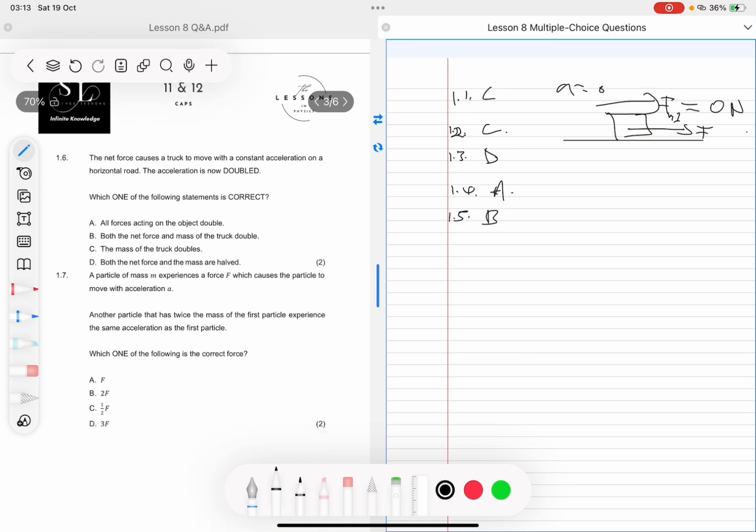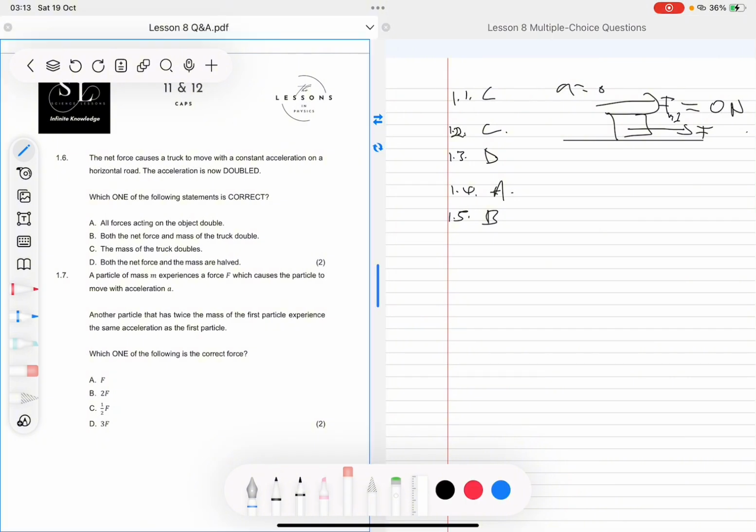1.6, they say the net force causes a truck to move with a constant acceleration on a horizontal road. The acceleration is now doubled. Which one of the following is correct? Right? So here I see my options. They say all forces acting on the object double, both the net force and the mass of the truck double. The mass of the truck doubles, both the net force and the mass are halved.